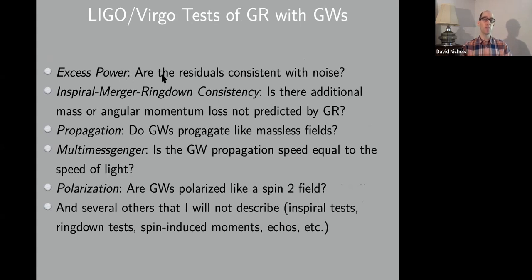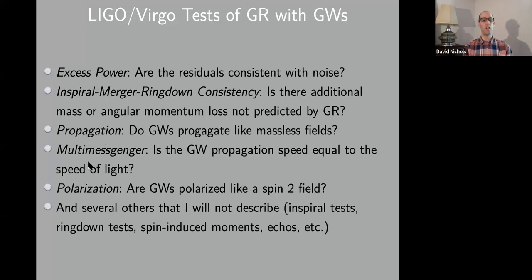So what has been done, I've listed just a subset of all the possible tests of relativity. There are a variety of tests, one which I'm calling excess power, which is an agnostic test, just saying if you subtract off the best fit template, is the residual, what remains, consistent just with your model of noise. And then there's another test looking for any possible extra energy or angular momentum that's radiated that wouldn't be predicted by relativity.